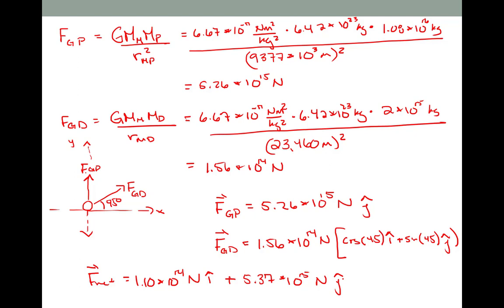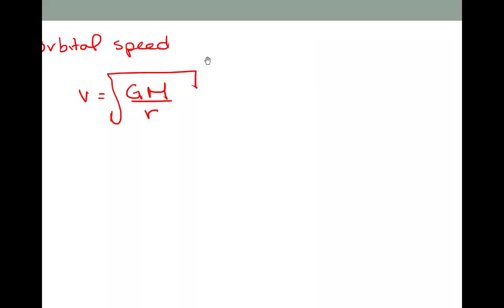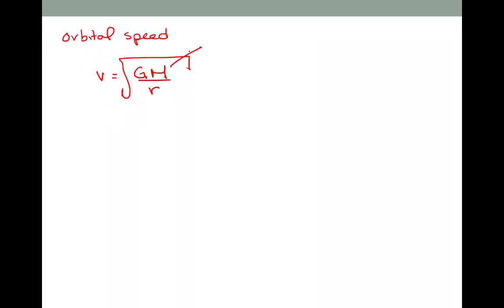The next question was to find the orbital speed of Phobos. To find the orbital speed, we can use the formula that we derived in the previous example, looking at the apple and the moon, where, remember, this mass is the thing that is being orbited. So that would be the mass of Mars.